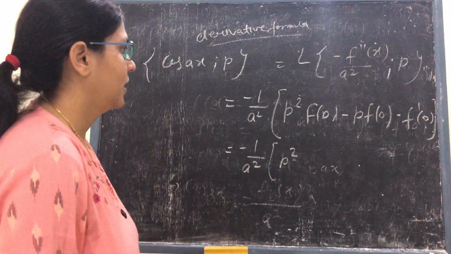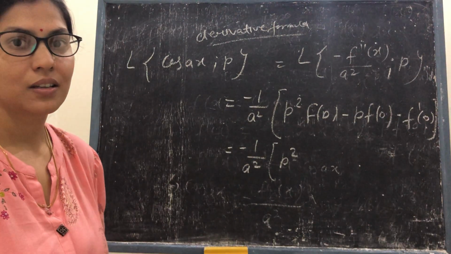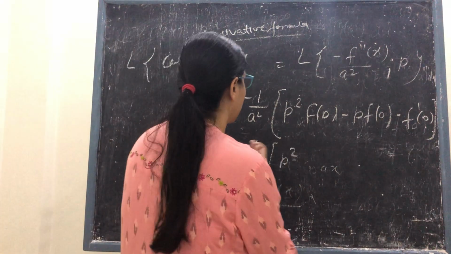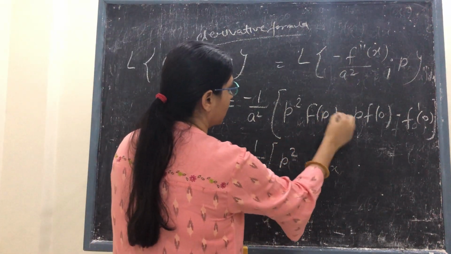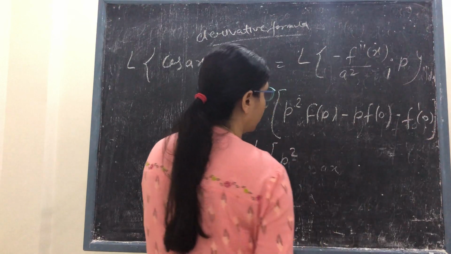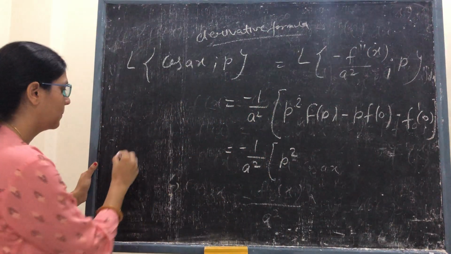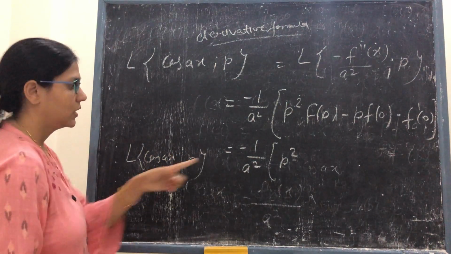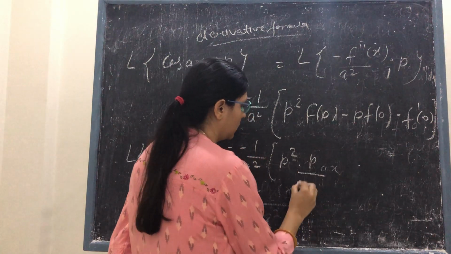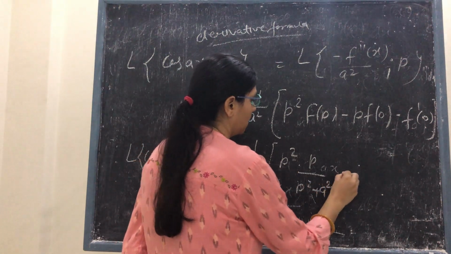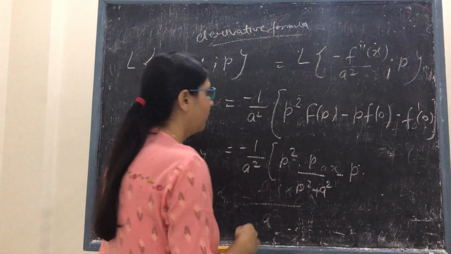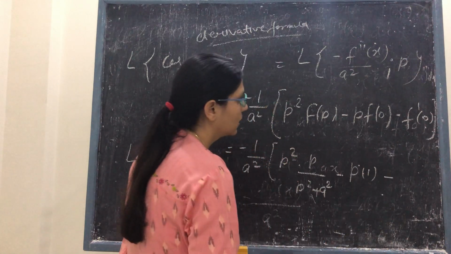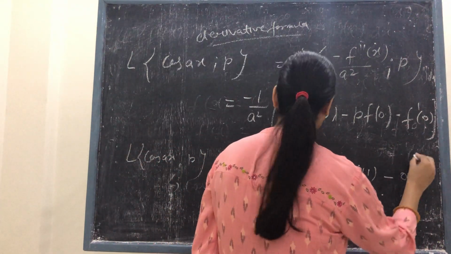What is our function? It is cos of ax. We have changed our function to f double dash x, p square f of p minus p f of 0 minus f dash 0. Now this is our Laplace transformation of the double derivative of cos of ax. So what is this? This is p over p square plus a square minus p f of 0. The function f is cos of ax, which is 1, minus f dash 0. f dash 0 is sin 0, which is 0.